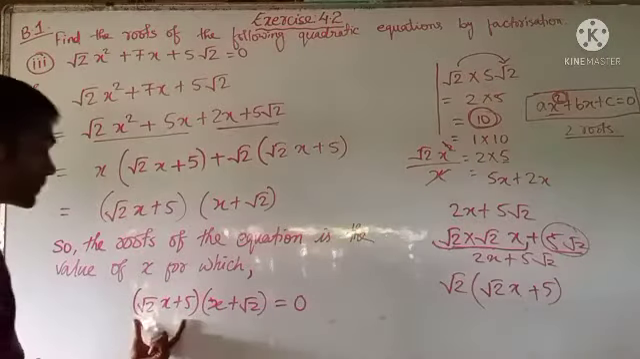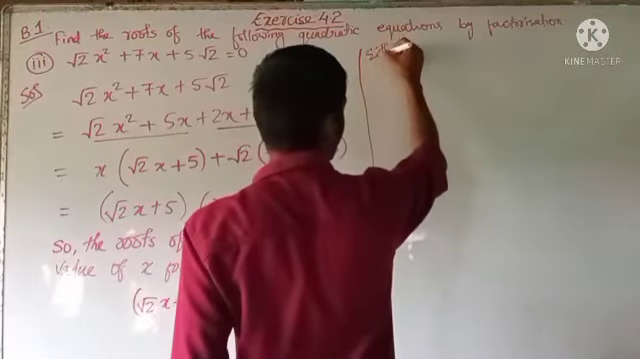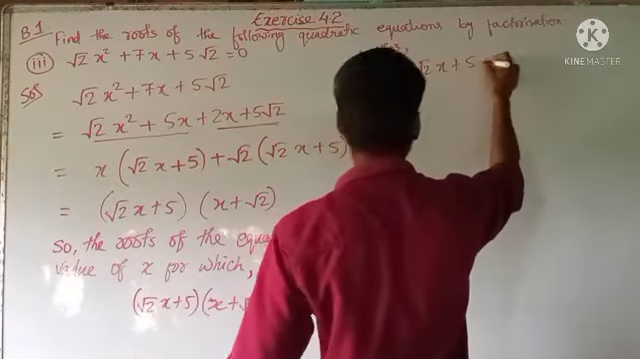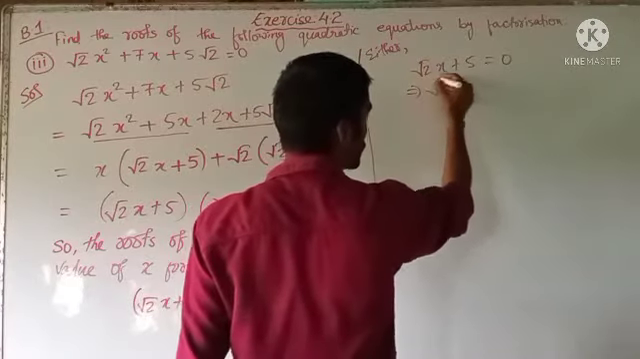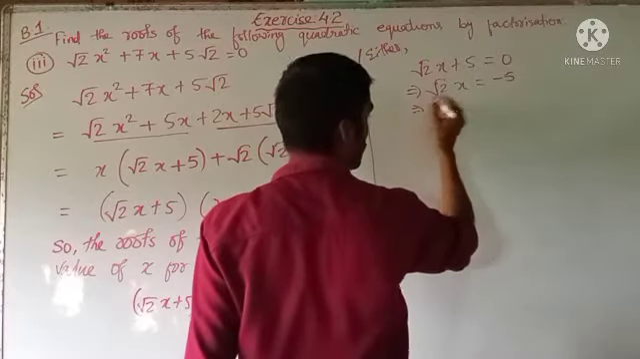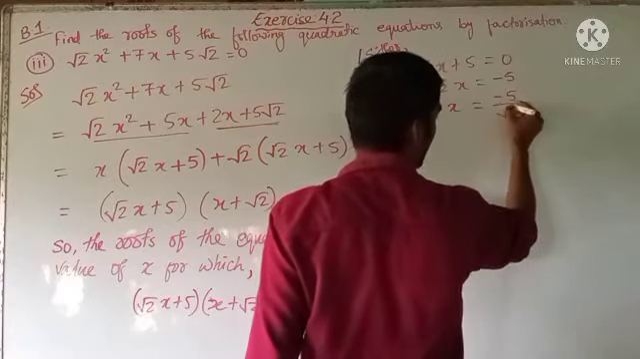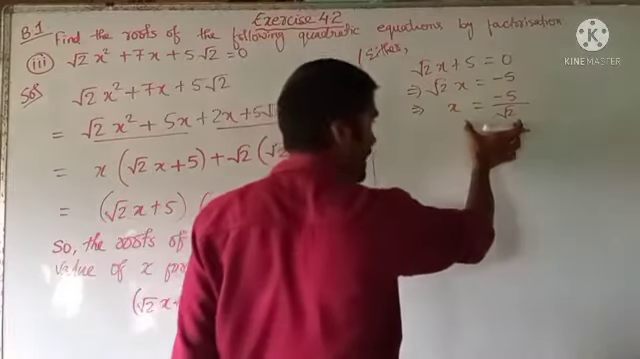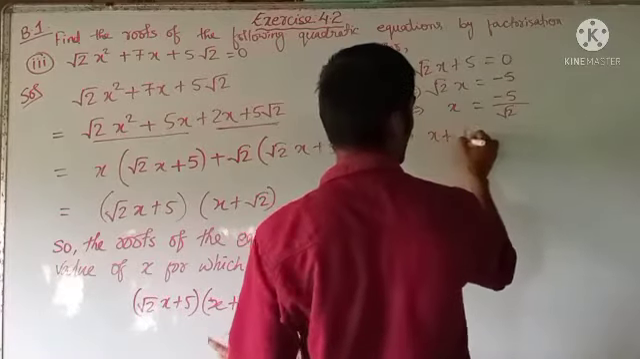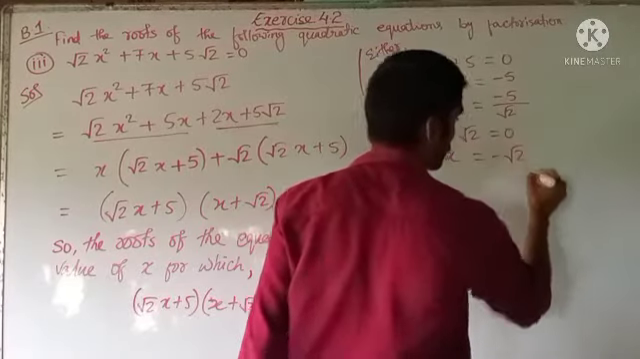Now either one part is equal to 0 or the other part is equal to 0. Either root 2x plus 5 is equal to 0, where root 2x is equal to plus 5, and when we transfer it, it will change into minus 5. Root 2 is multiplied with x, so when we transfer it to the other side it will change into divide. So we got one root of x, and the other root we can get from this one: or x plus root 2 is equal to 0, where x will be equal to minus root 2.